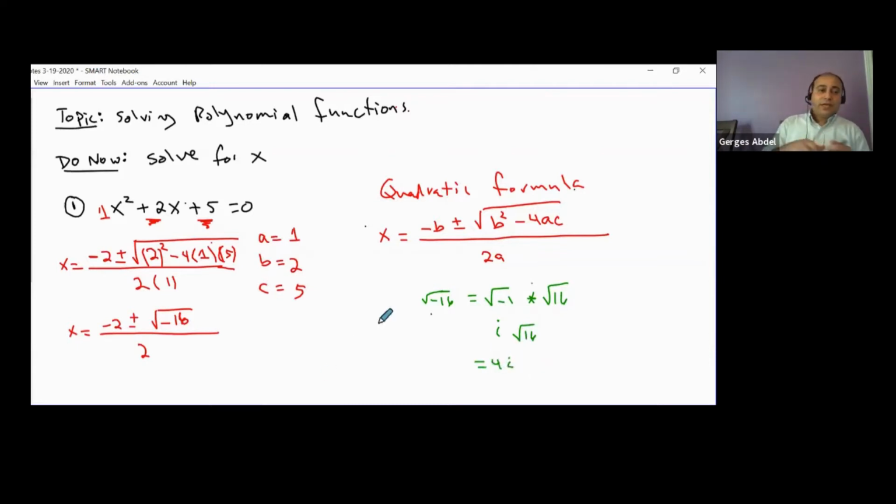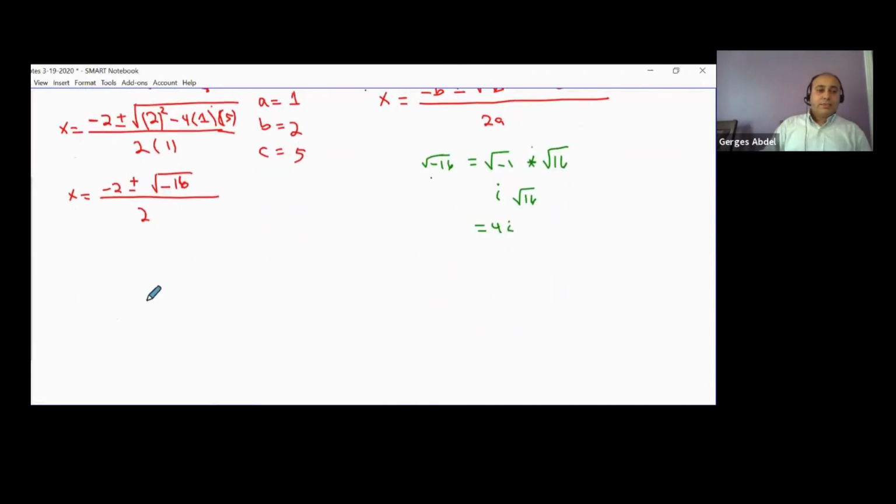All right, so if I'm going to get back here to the question, let's do this. That's going to be x equals -2 plus or minus the square root of -16, which we just got, which is 4i, divided by 2. The next step to simplify this one, you're going to have to do either or. Either x equals -2 plus 4i divided by 2, or x equals -2 minus 4i divided by 2. Either this one or the other one.